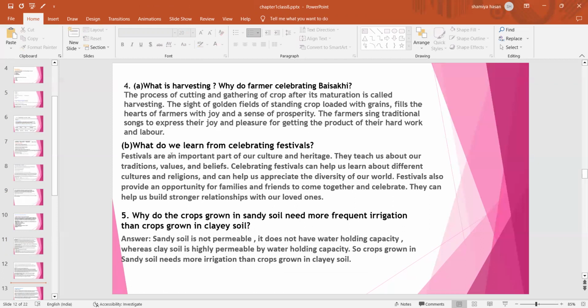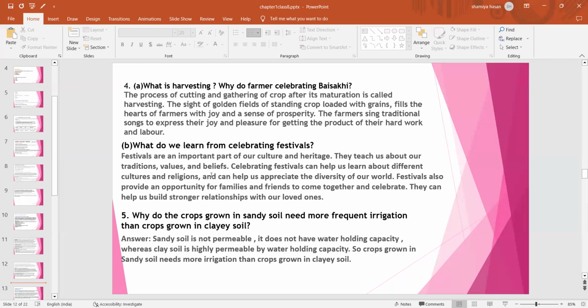What do we learn from celebrating festivals? Festivals are an important part of our culture and heritage. They teach us about our traditions, values, and beliefs. Celebrating festivals can help us learn about different cultures and religions and can help us appreciate the diversity of our world. Festivals also provide an opportunity for families and friends to come together and celebrate. They can help us build stronger relationships with our loved ones.